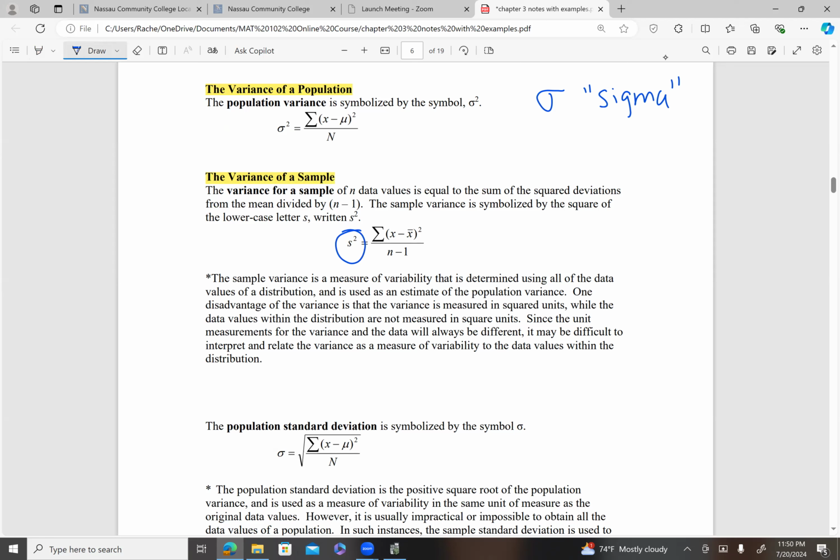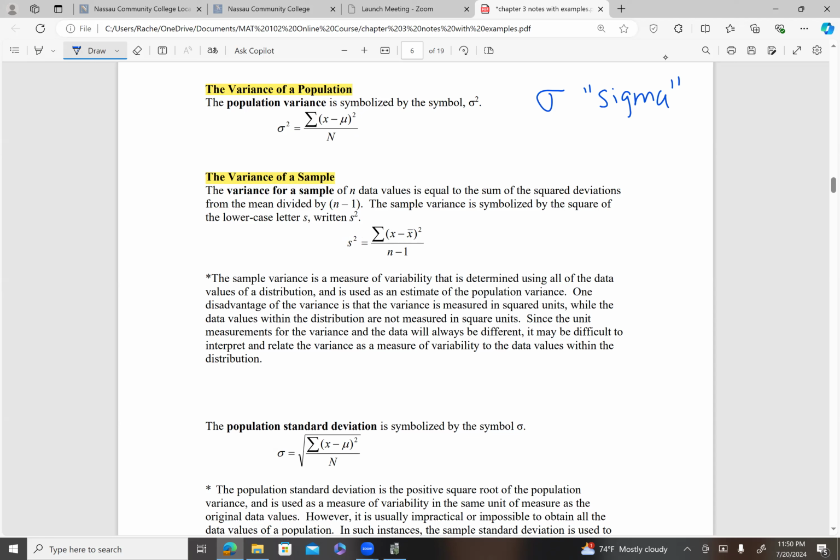The formula looks very similar to the formula for the population variance, but you'll notice a couple of differences. The numerator is equal to the sum of each data value x minus x bar, because remember, x bar is the mean of a sample. So we take each data value minus the mean and square it, very similar to calculating the population variance, just different symbols. But now we're going to divide by sample size minus 1. Remember, lowercase n is the size of the sample, and we subtract 1.